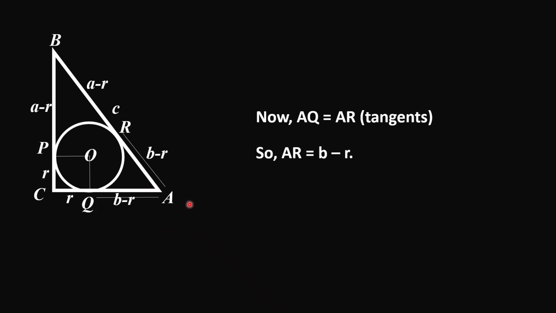Tangents from an external point. From the point A, AQ is a tangent, AR is a tangent. So AQ is equal to AR. AQ is B minus R, so AR is also equal to B minus R. So AQ equals AR equals B minus R.